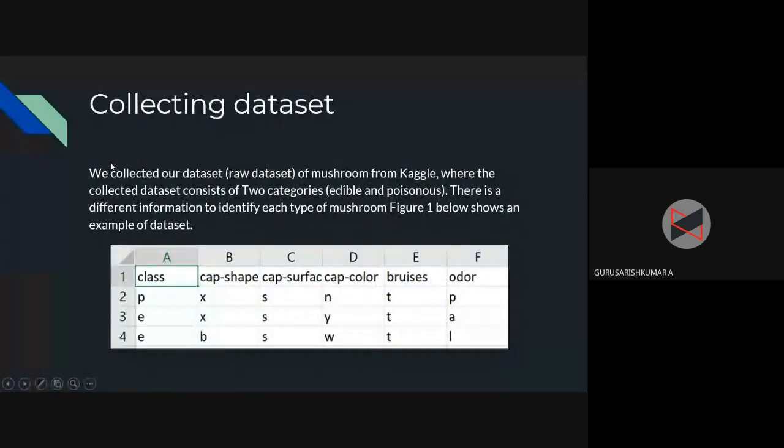We got our data set from Kaggle. There are two categories: edible and poisonous. We are classifying and predicting whether the mushrooms are edible or not with the given data set.